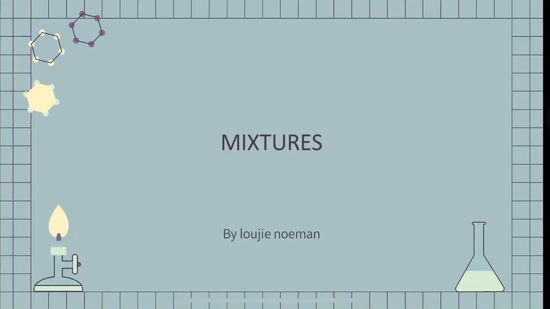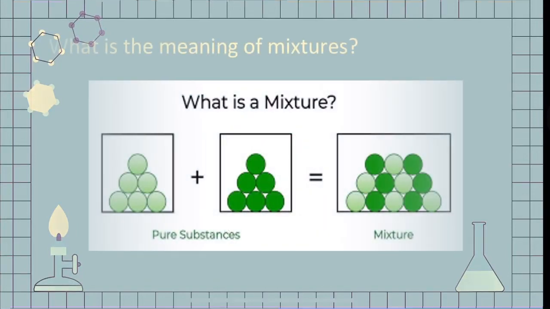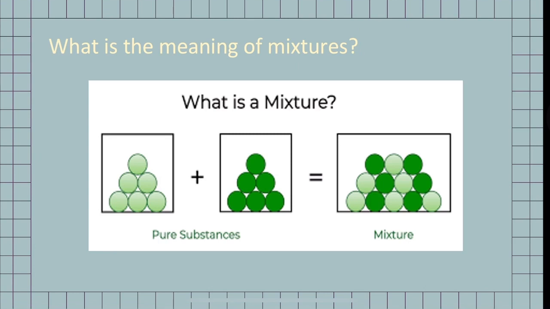Hi guys, today I'm going to talk about mixtures. So first of all, what is the meaning of mixtures? Mixtures are the combinations of two or more substances that are physically combined but not chemically bonded.